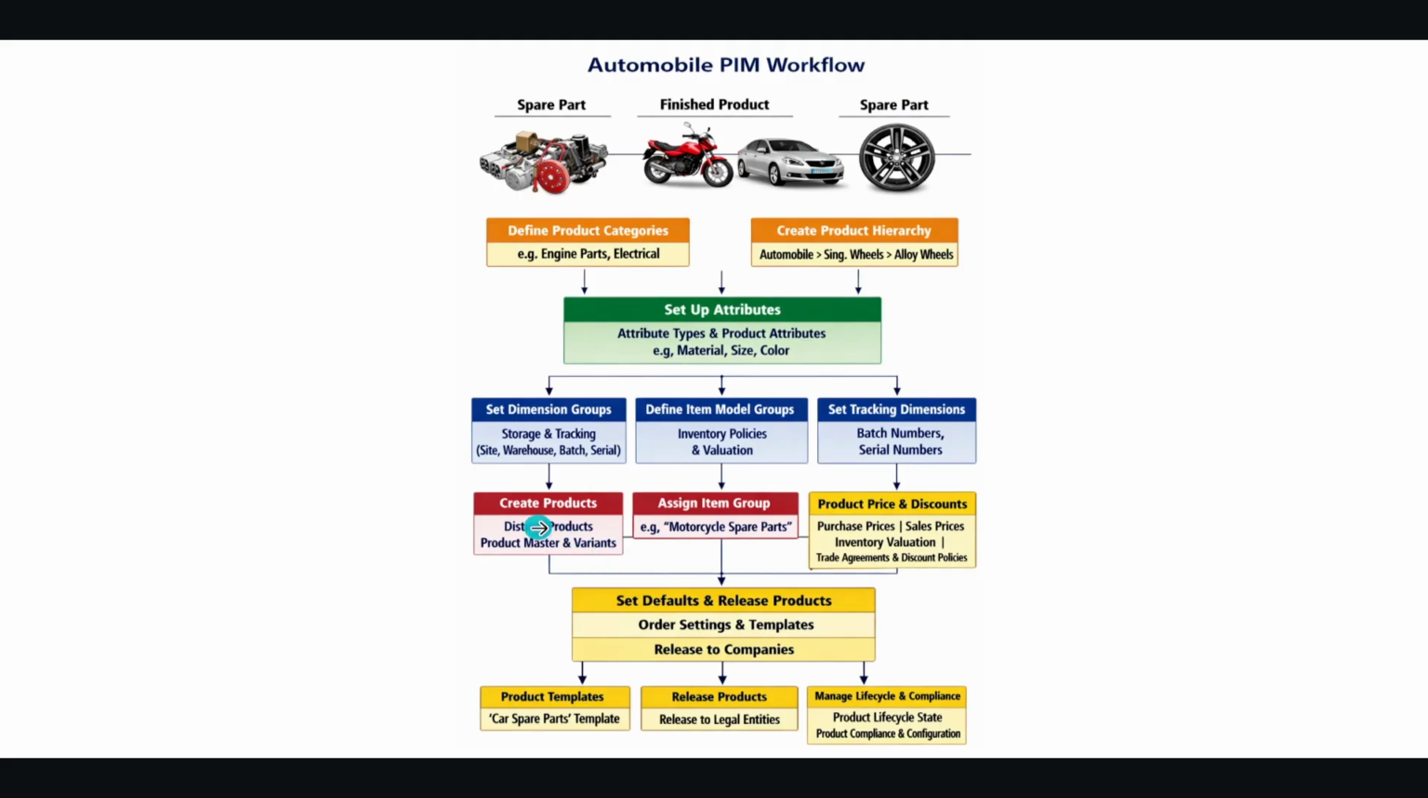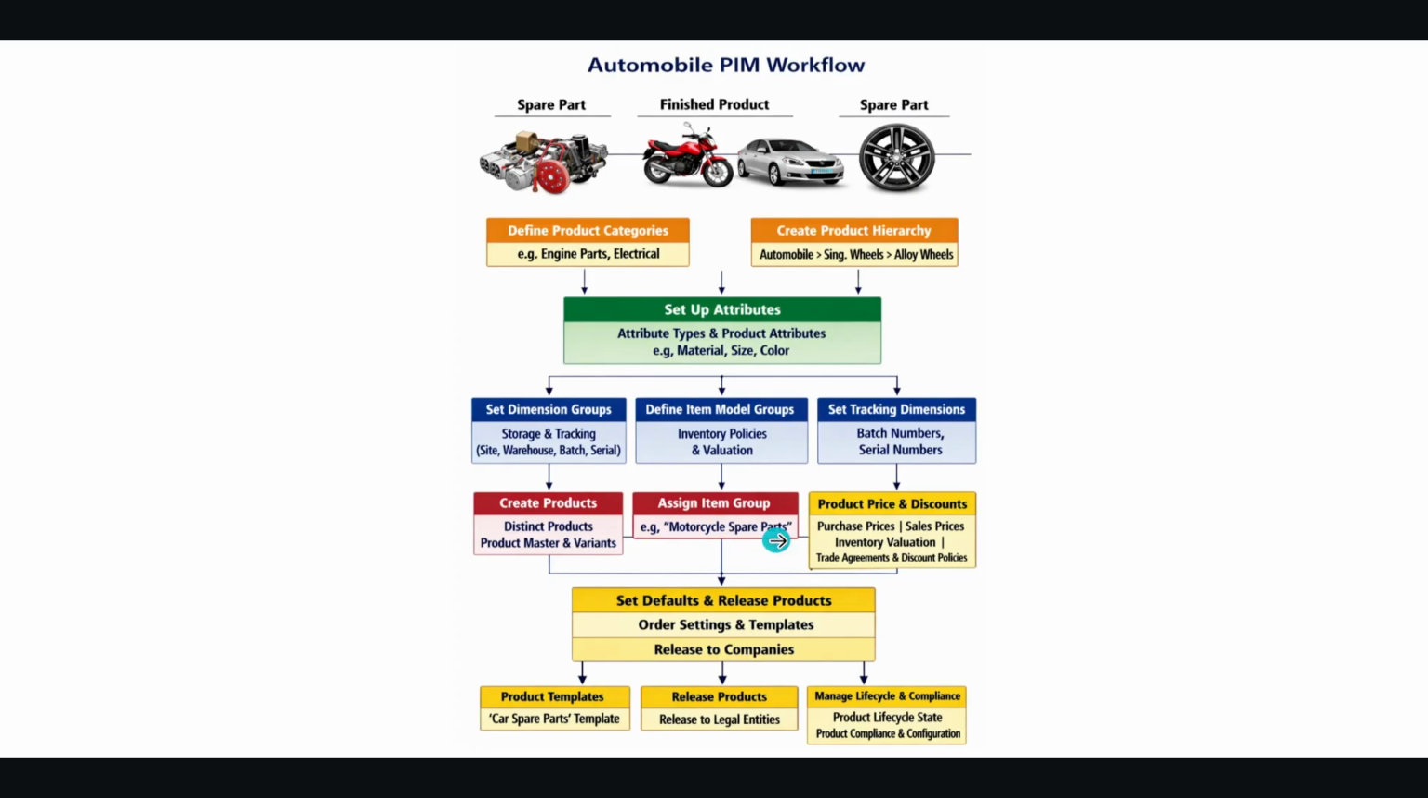When you create a product, you cannot add variants. When you create a product master, you can create variants to that. So this is very useful to understand before we start creating the different product subtypes in the PIM module. Okay. The next is item group.